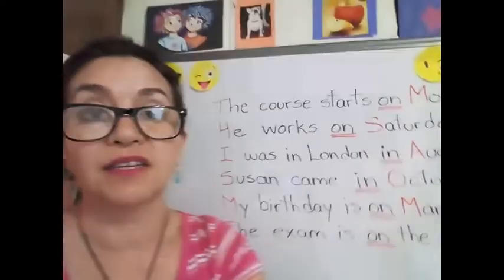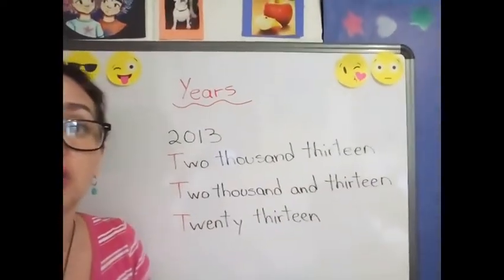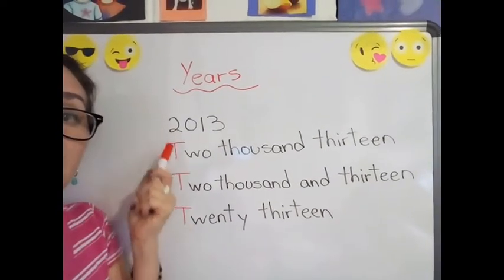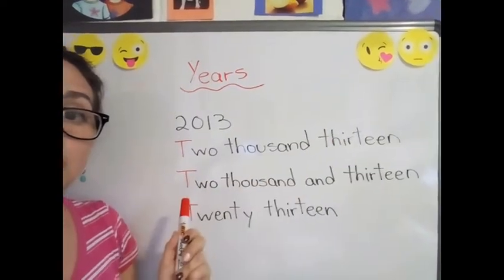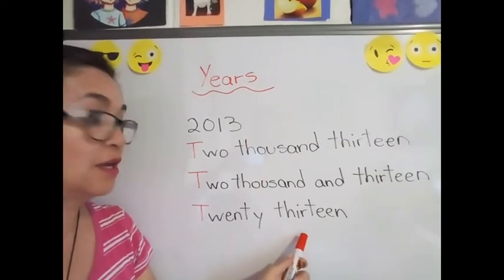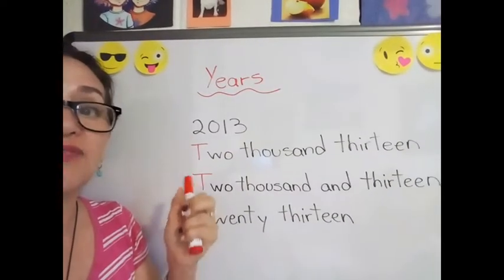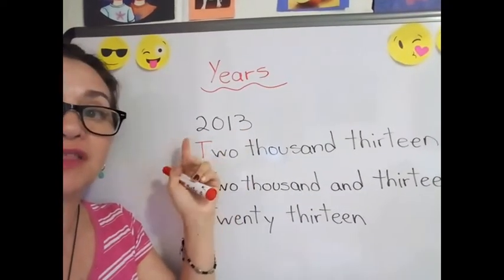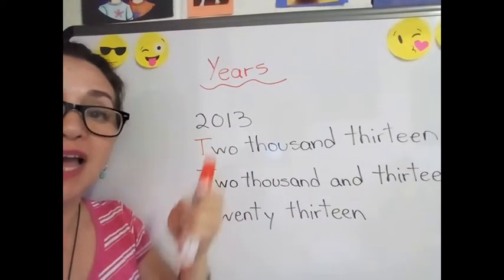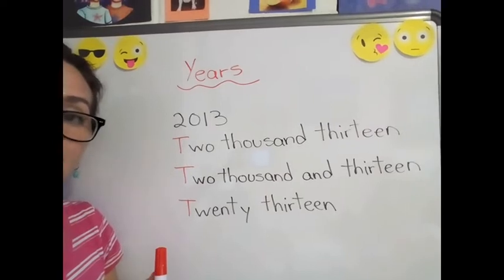Very good, kids. And now let's see how to express the years in English. These are 3 ways you can express the same year. 2013, 2013, or 2013. Where does this come from? We divide the year, the date, in 2 numbers. 2013. Okay, and the 3 ways are correct.